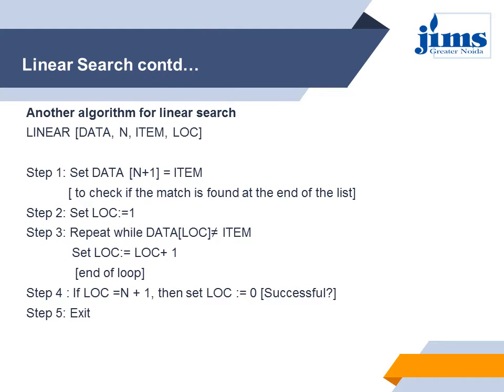Another algorithm for linear search is one in which we deliberately insert the value item at the n plus 1 position to check if the match is found at the end of the list. So we set the location as 1 and we repeat this till the data at the location is equal to item, otherwise we set location equals location plus 1. If the location is equal to n plus 1, then we set the location equal to 0, which means that the search is not successful and we exit, because at n plus 1 we had deliberately inserted the item, so that returned location will not be considered successful.